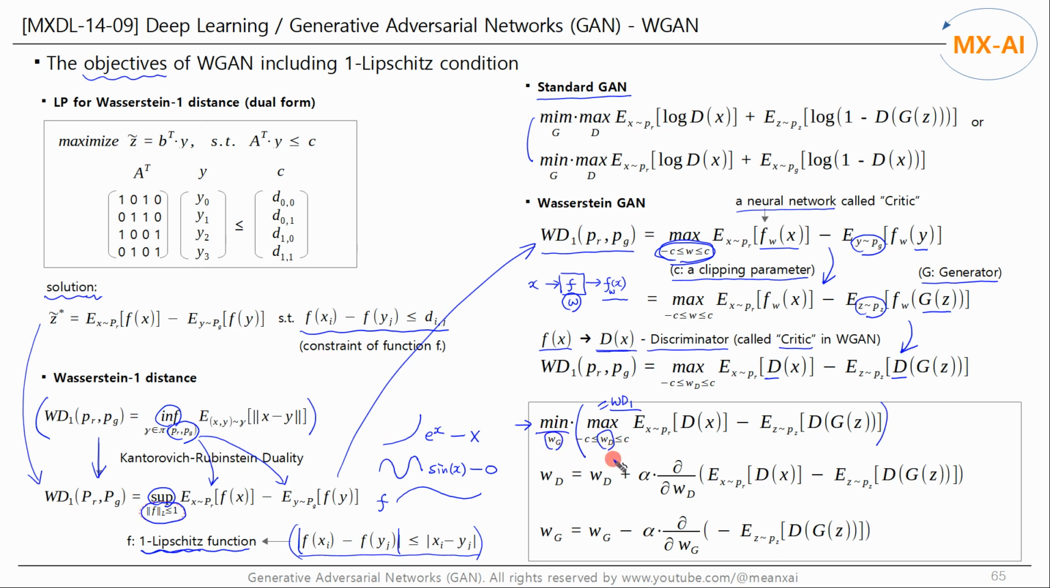WG and WD are the parameters of the generator and discriminator, respectively. WD is updated by gradient ascent like this. And WG is updated by gradient descent like this. When updating WG, only the gradient of the second term is used since the first term is independent of WG.